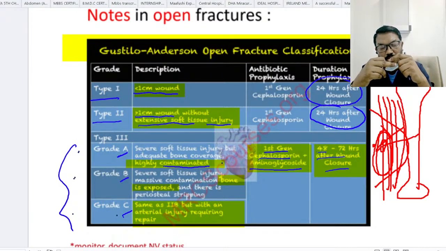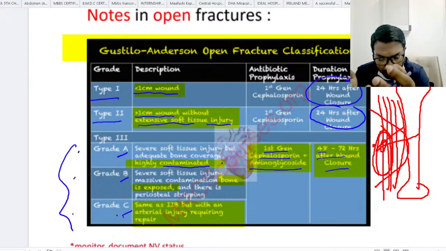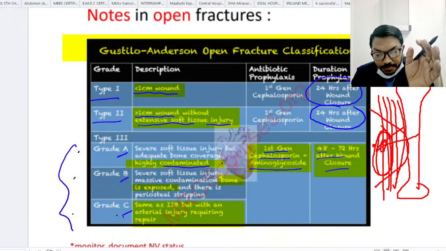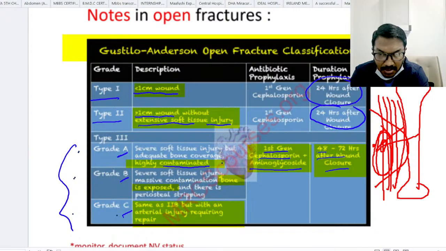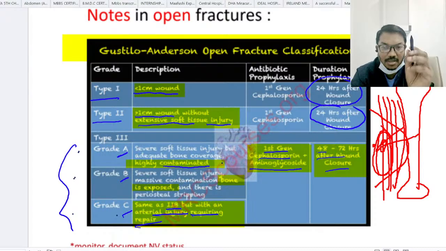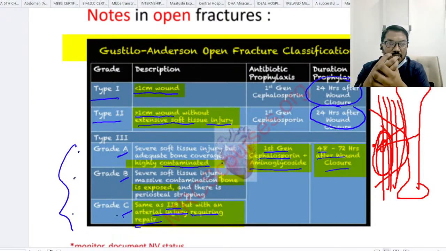Gustilo-Anderson type 3, where contamination is there, both in grade A, grade B, grade C, all are highly contaminated. But in grade A, contamination is there, but bone is covered with the muscle and the tissue. Grade B, bone is exposed, and grade C, blood vessel injury. Same as B, but with an arterial injury present and requiring repair. And type C, blood vessel also injured. So you have to call vascular surgeon. First, vascular surgeon, he has to repair, then orthopedic surgeon will take over.